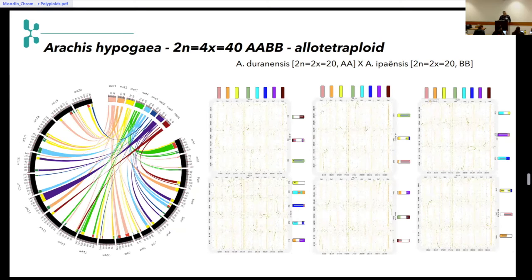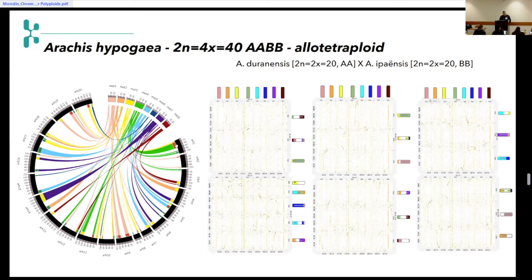Arachis hypogaea, peanuts. Peanut is well known as an allotetraploid, and we know the parents, Arachis duranensis and Arachis ipaensis, and we did the same thing. So this is a real allotetraploid for which we can know exactly where it is coming from, and we made this reconstruction too.